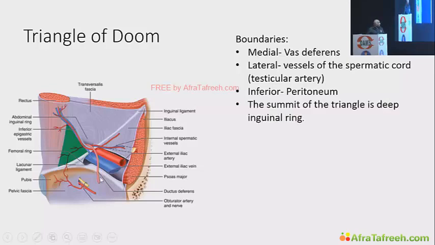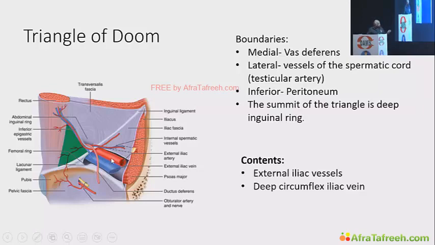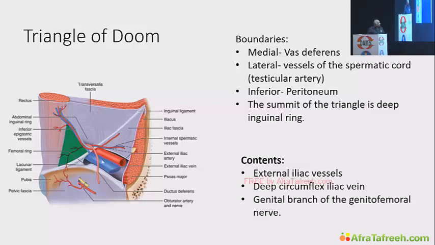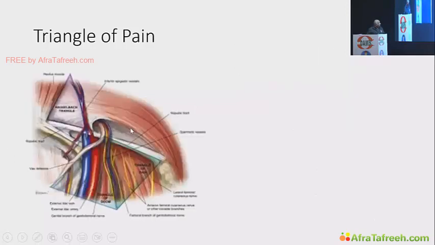What are the contents? The contents are the external iliac artery and vein, number one. This you can leave. Genital branch of genitofemoral nerve and femoral nerve you can see here. Femoral nerve comes in both triangles. So these two are very important, and the genital branch of genitofemoral nerve. This triangle here is called the triangle of pain. We have nerves here. Let's see.